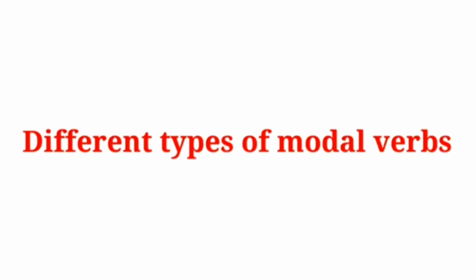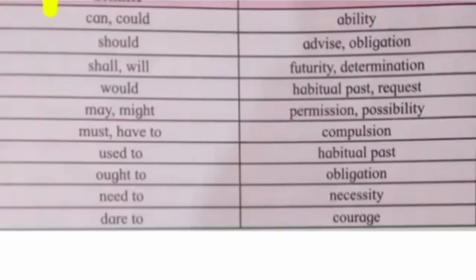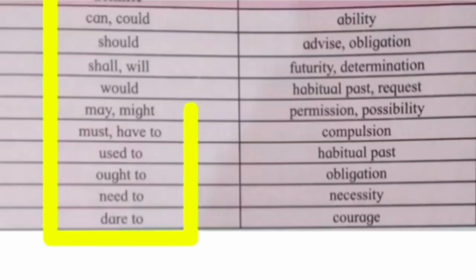I read all the modal verbs: can, could, should, shall, will, would, may, might, must, have to, ought to, used to, need to, dare to, etc. Students, if you look at the list of these modals in English language, the main verbs that follow the modal verbs like can, could, should, shall, will, would, may, might, must do not take suffix s with them if the sentence begins with the third person singular.